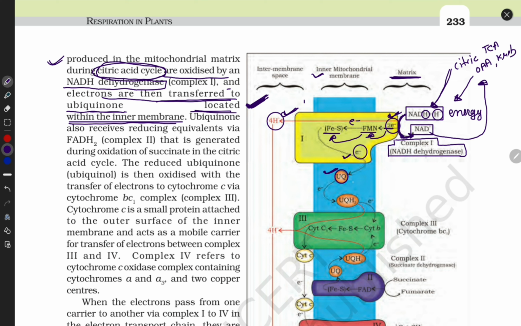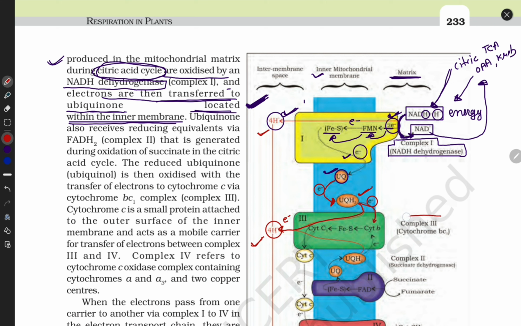The full form of UQ is ubiquinone. Ubiquinone passes its electron towards ubiquinone H2, UBQH2. UBQH2 has two electrons now. It passes one electron to this side and another to this side. Look at here, guys. So again we get 4 hydrogen ions. These hydrogen ions are very important because, due to them, we get energy in the last step.